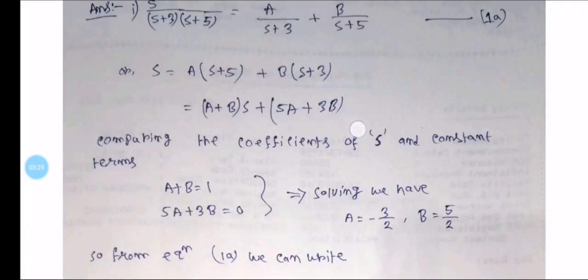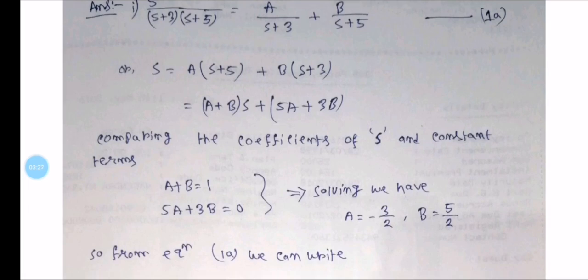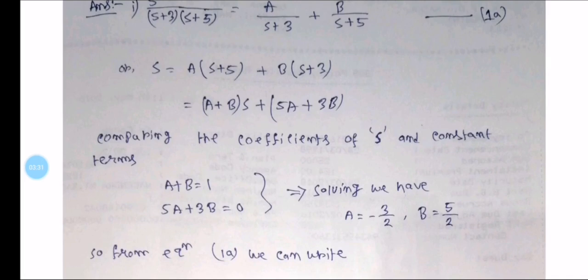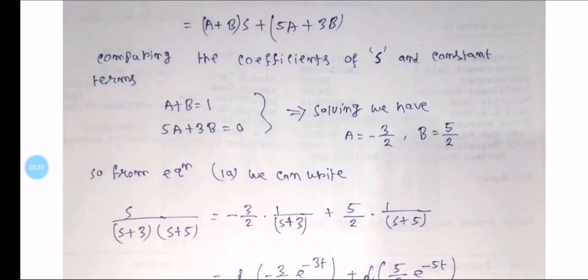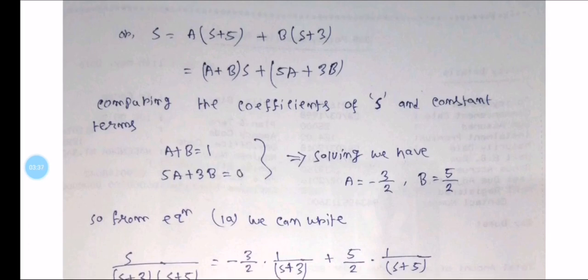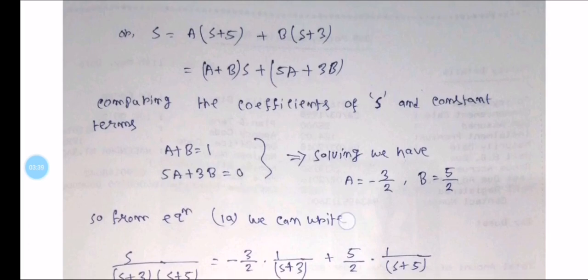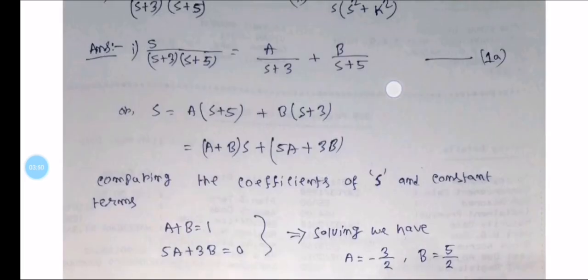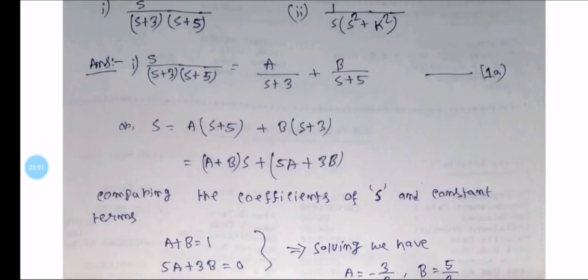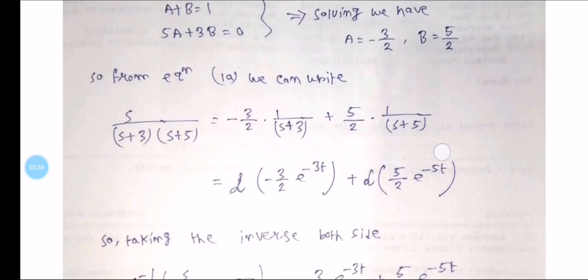So after calculating we will get the s coefficient is a plus b and the constant coefficient is 5a plus 3b. Comparing the coefficients on both sides, a plus b equals 1 and 5a plus 3b equals 0. Calculating this we will get the values of a and b as minus 3 by 2 and 5 by 2. So by putting these values in the equation, we will get this.